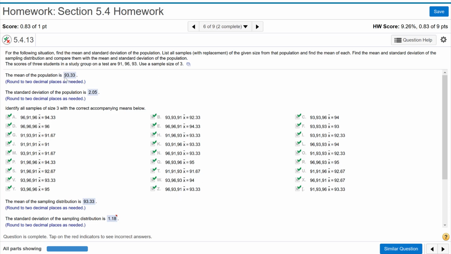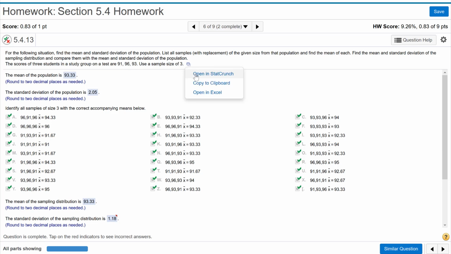So the average, we just learned that was just a quick little add up. The numbers divide by 3 because that's the sample size. The standard deviation, let's talk about this one because this one's a good one to talk about here. So this one, notice the scores of students in a study group were given like this. So this is the population, right?